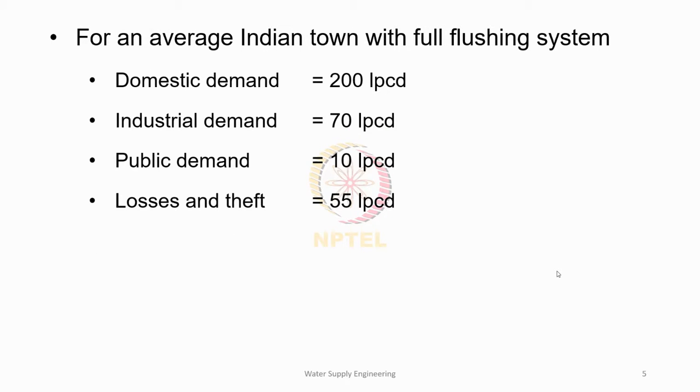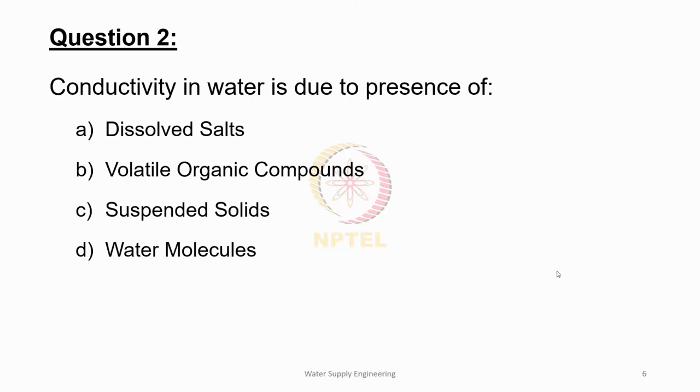The same applies to an average Indian town with full flushing system. As I mentioned earlier, only the domestic demand varies. The domestic demand increases to 200 lpcd. All the other values don't vary because it is just the flushing system that we are concerned about. Okay, I hope it's clear to you. Moving on to the next question.